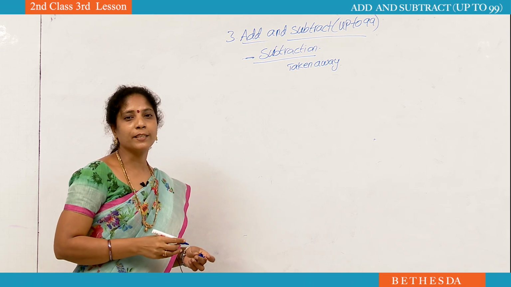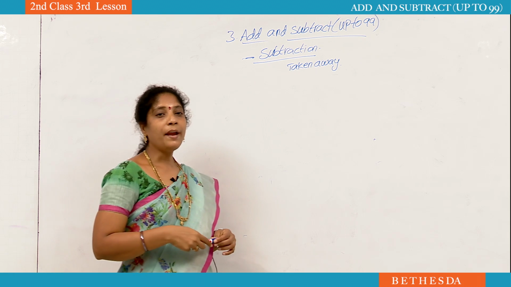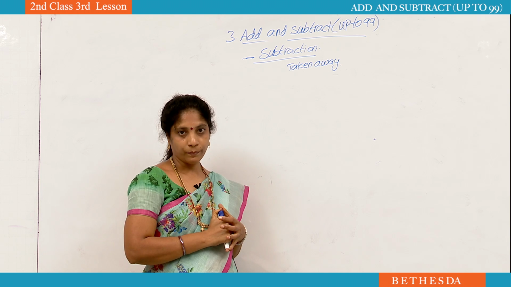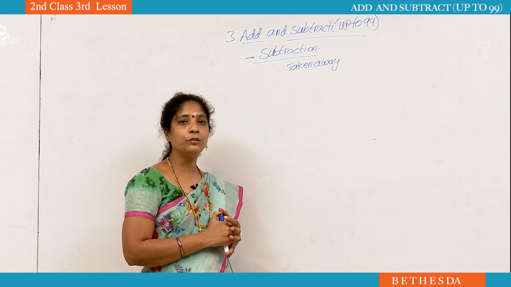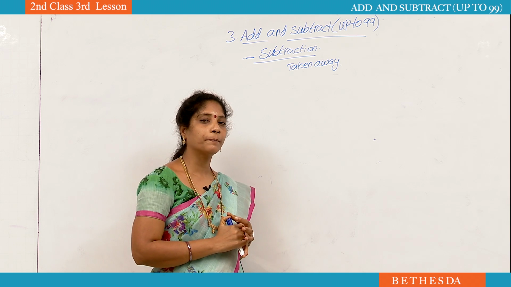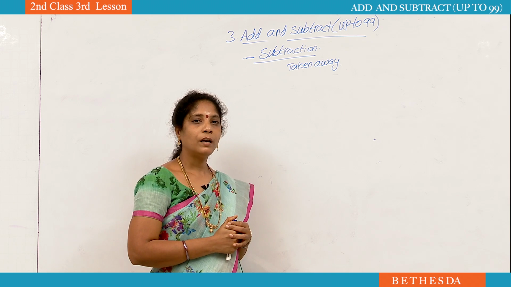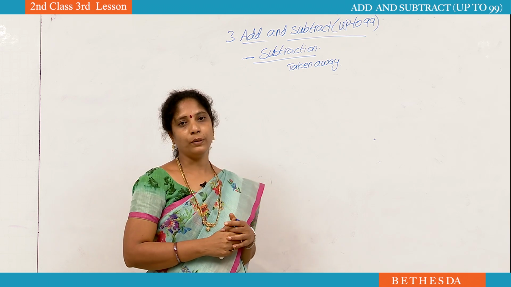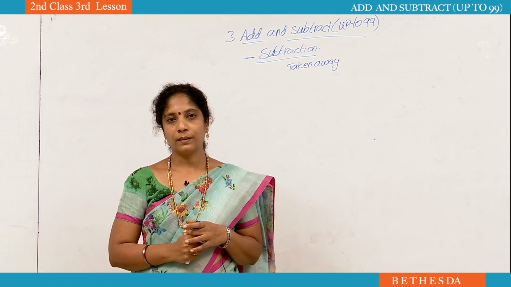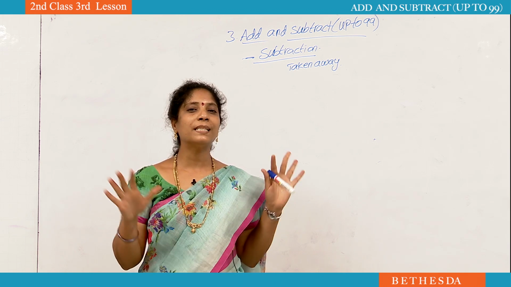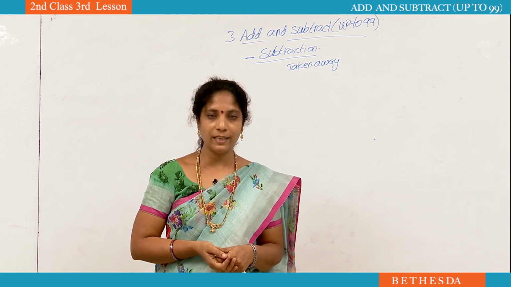Minus. For example, I have 12 balls. My friend came and she took from me 5 balls. Now how many remaining balls with me? 12 minus 5. How many are there? 7. Okay, another example. You have 10 pencils. Your friend took 2 pencils from you. How many pencils are remaining? 8. That is a subtraction.